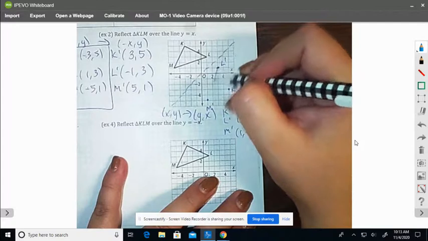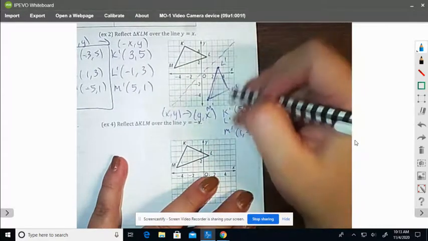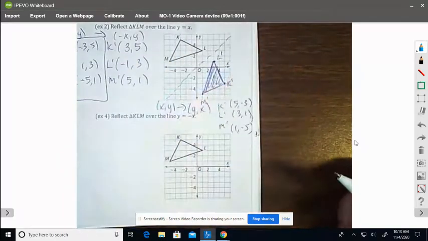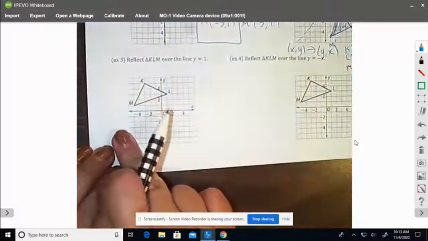And then I'm just going to plot those points, make my shape, and then shade it in. And you should see that the shape stays the same size, and I'm just flipping it over that line of reflection.